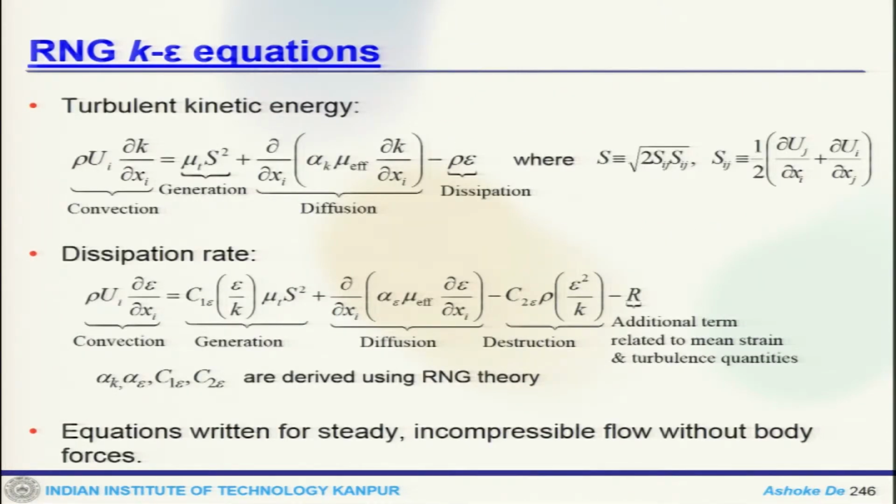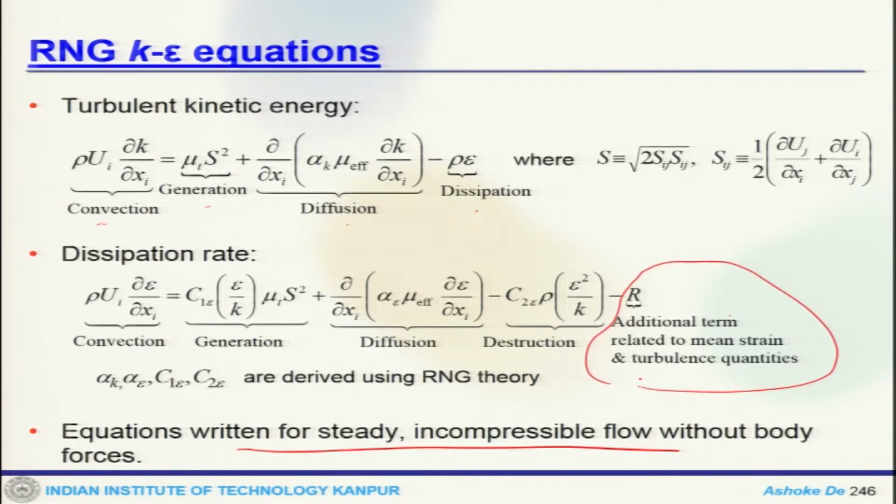If you look at the RNG K epsilon based equations, this is my convection term, generation term. This is again for steady incompressible flow, this is diffusion, and this is the epsilon equation where there is an additional term related to mean strain and turbulent quantity. So this is what comes into the picture when you compare to standard K epsilon.